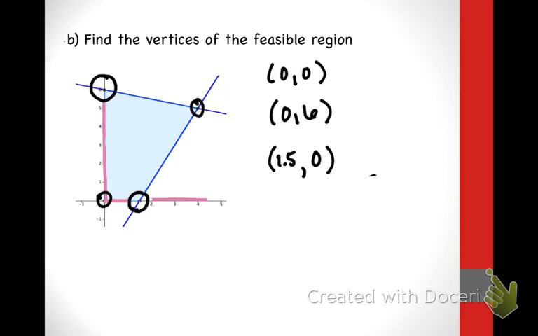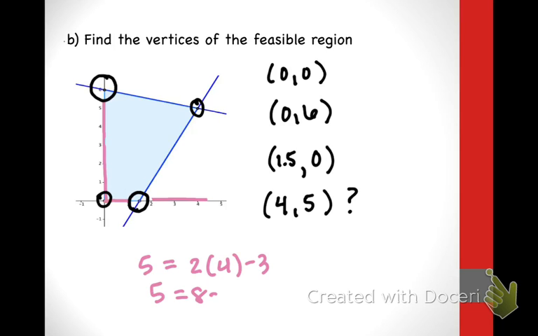I have one last vertex, and it's where my two lines intersect. So I can use my graph, and I can say it looks like it's at about 4, 5. But I do want to quickly check that. So I'm going to check that in my two lines. I can go to that first line and say, okay, so y is equal to 2x minus 3. I can check. Does 5 equal 2 times 4 minus 3? I got a little ahead of myself there. Does 5 equal 8 minus 3? And it does. So it works for the first line.